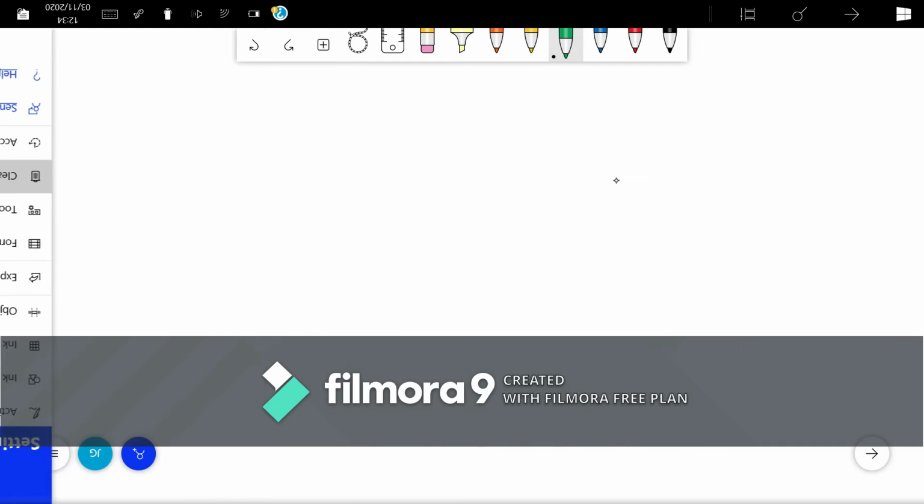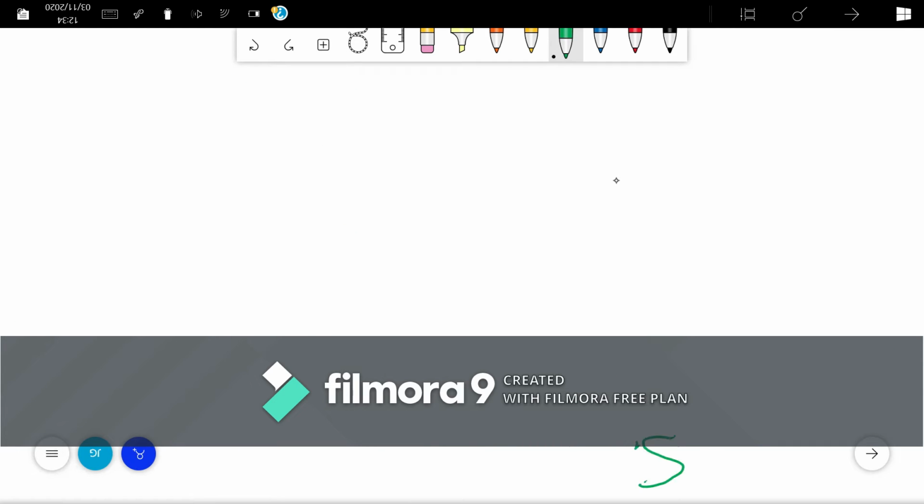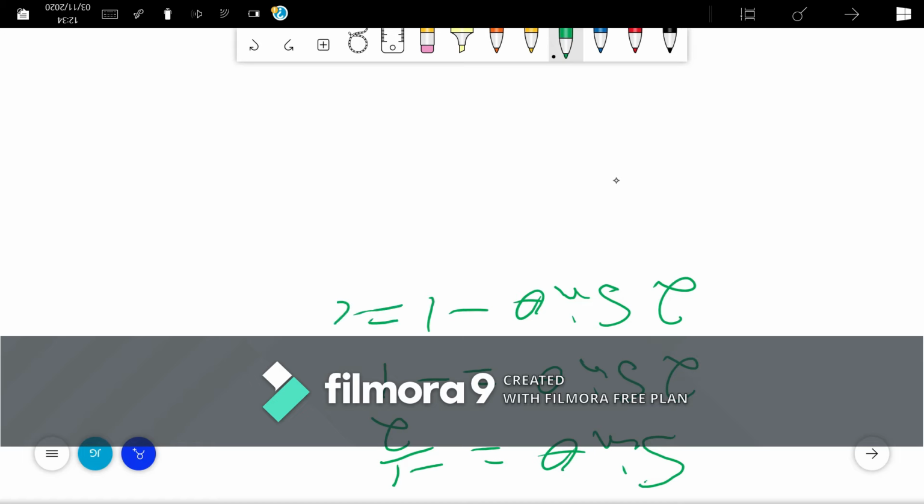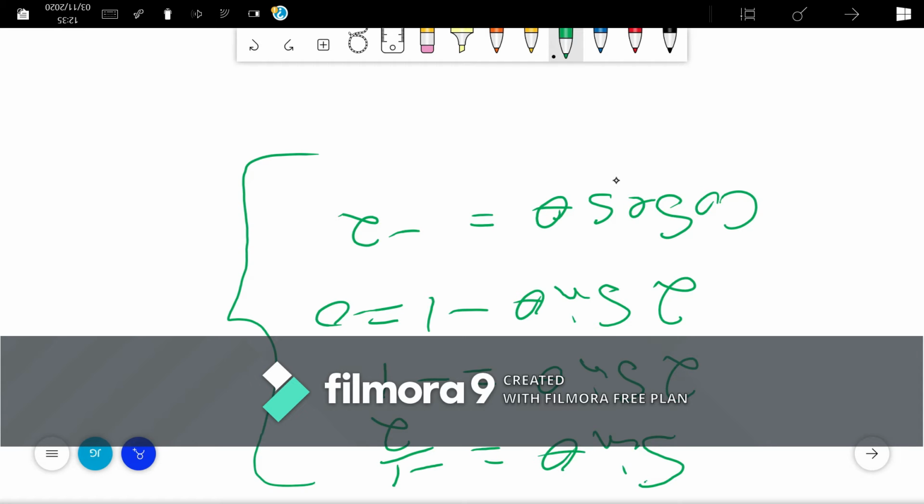Let me just rephrase that question. The sine of theta is equal to minus a half. It could also be written like that. Or it could be written like this. Or it could be written like this. There are 4 ways of writing the same question.